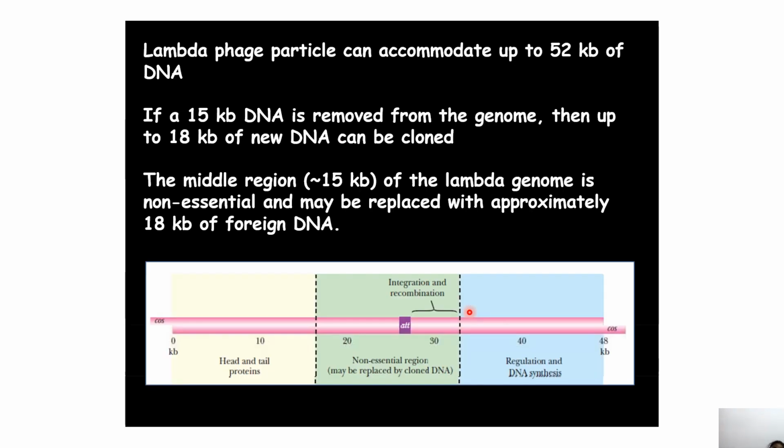forming the circular version of the lambda genome. Now the lambda phage particle can accommodate up to 52 kb of DNA. So if 15 kb of DNA is removed from the genome, then up to 18 kb of new DNA can be cloned. The middle region of the lambda genome is non-essential and may be replaced with approximately 18 kb of foreign DNA.